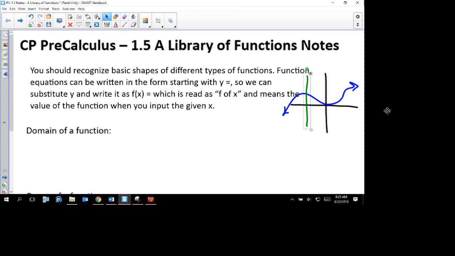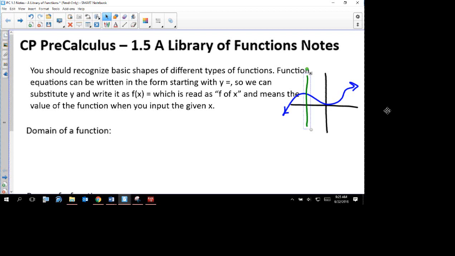Okay, if it is a function, we can write it in function form, which instead of saying y equals, we say f of x equals. Do you know what f of x stands for? Does anybody know? Yeah, I like to say it's the function at the value x. So what is the value of the function when you plug in a given x? That's exactly what it means, and that's what we know as y. So it's just a fancier way of writing it.